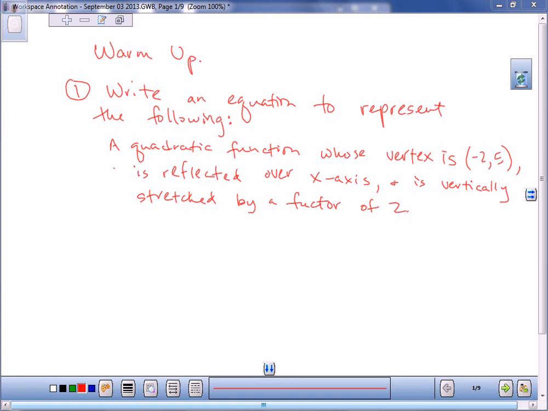Okay. So, number one, which was the only number: write an equation to represent the following: a quadratic function whose vertex is the point (-2, 5), that is reflected over the x-axis and is vertically stretched by a factor of 2. Since I've given you all these nice pieces that fall nicely into vertex form, let's put them in. Oops, this should be a plus k. When we're in vertex form, it's always x minus the x value. So minus a negative is going to make a plus 2. And then the 5. It's reflected over the x-axis, which is going to put a negative out in front. And it's stretched by 2. So there we go.